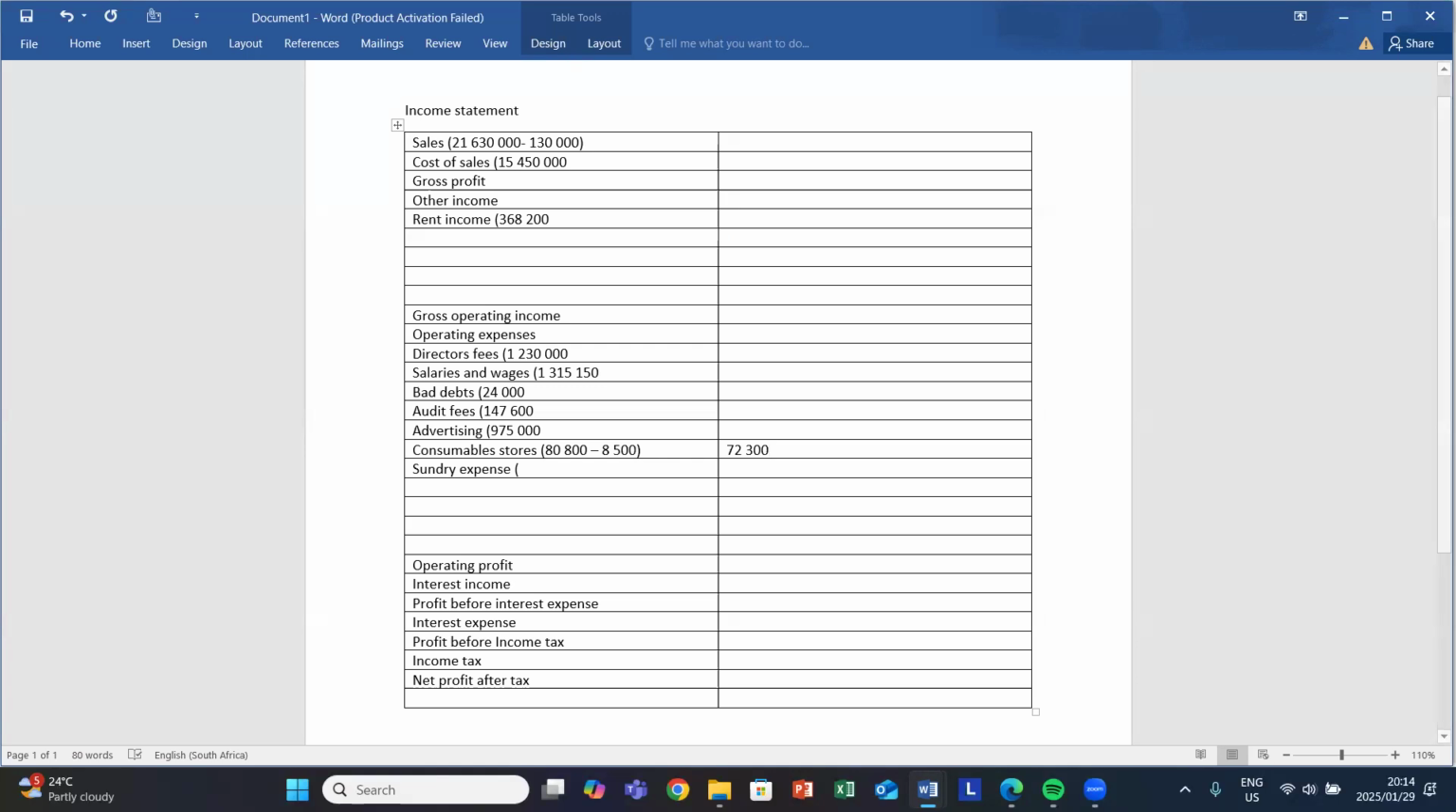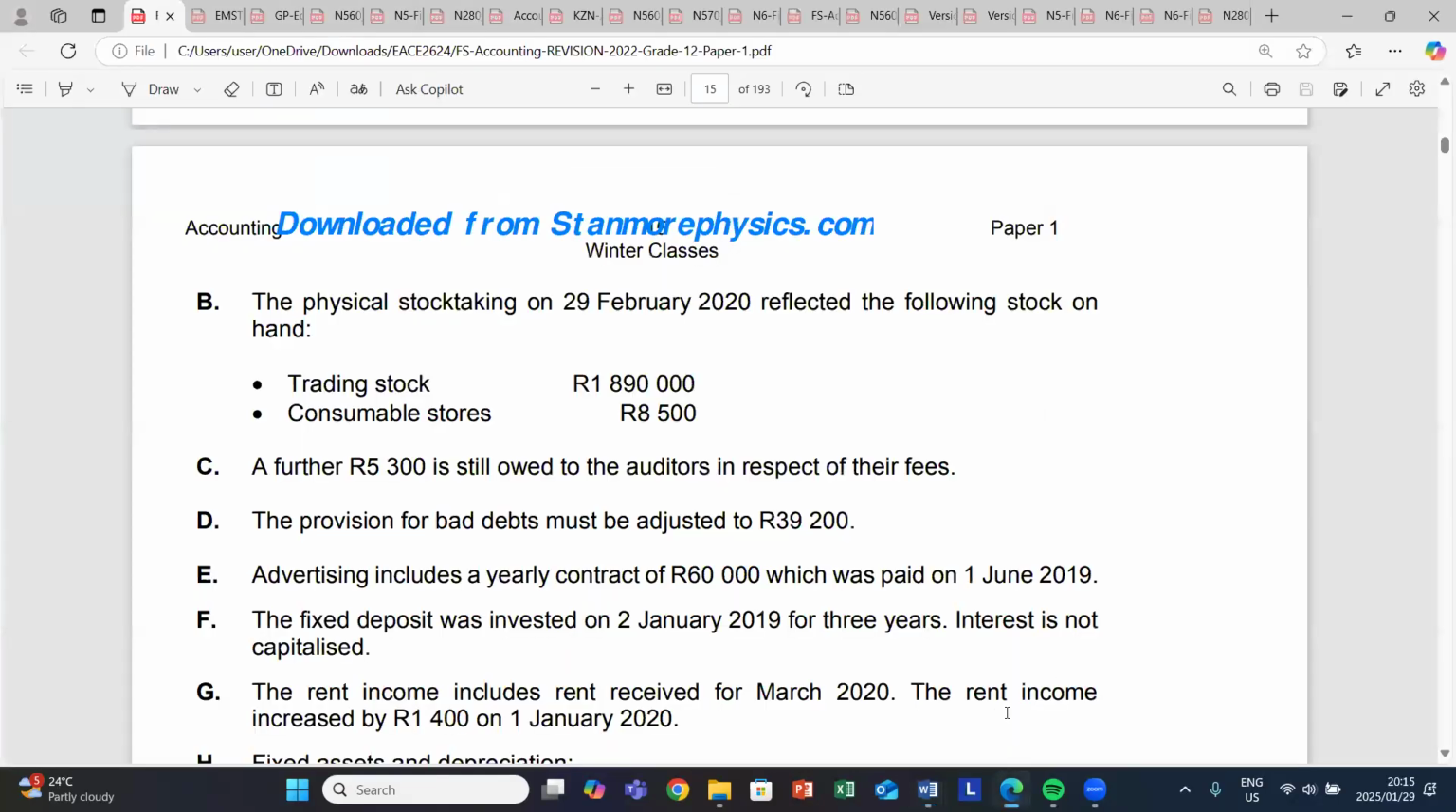And then let's go to our trading stock. For trading stock, we'll have to identify whether we did a trading stock deficit or surplus. So how do we do that? We know that we're supposed to compare the trading stock that appears in the trial balance with the one that is in your adjustment.